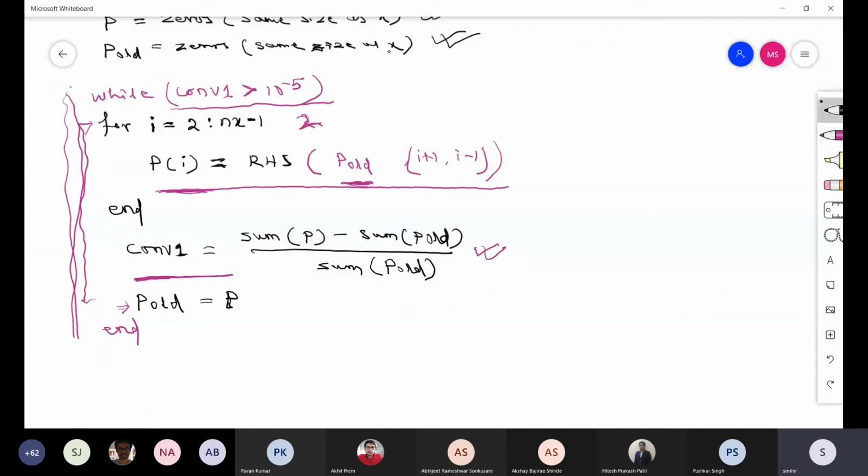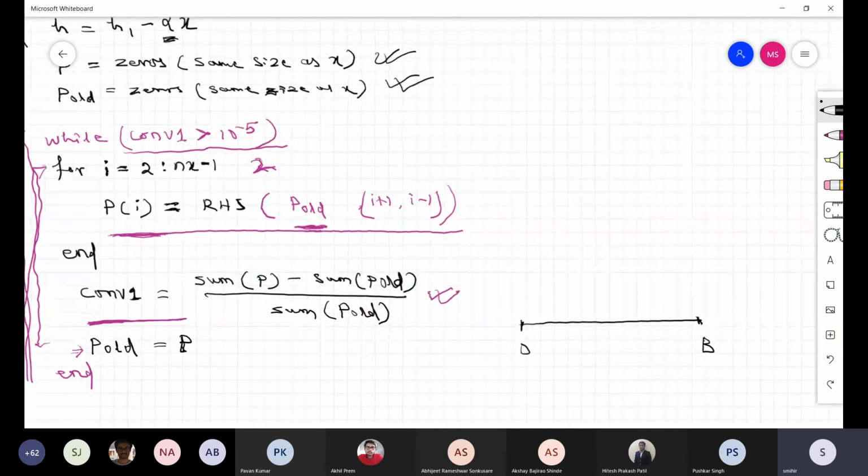Let us draw a picture to see. This is from 0 to B. So all node points are there. Fine. So what will happen in the first iteration?